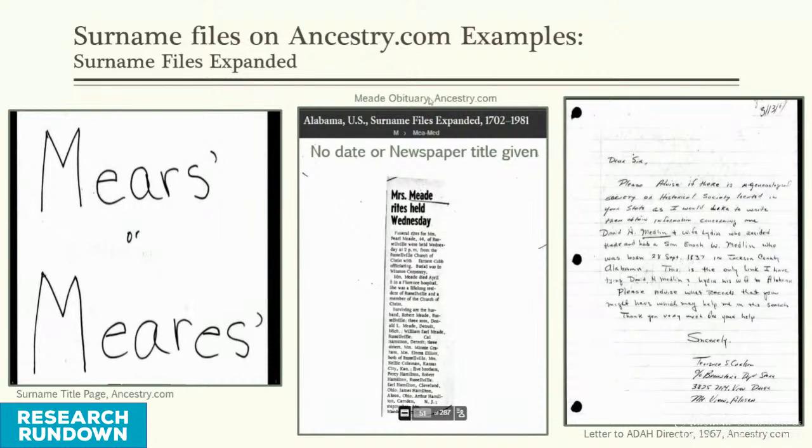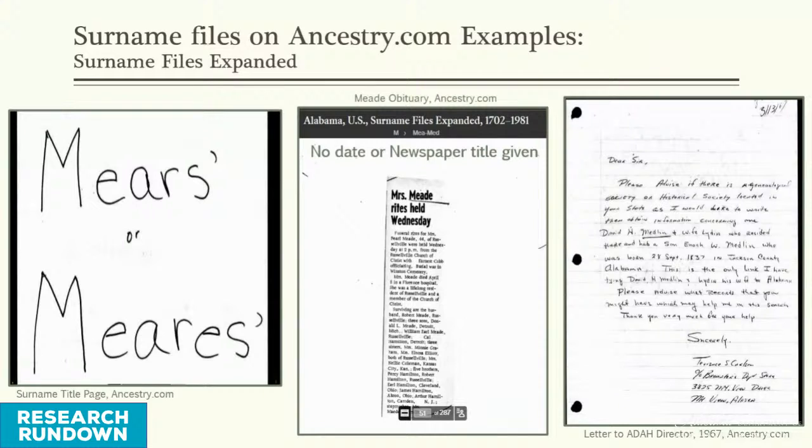And so here, this example, this next one in the middle, is an obituary for a person with the last name Mead. This is from the surname files. And the reason that I picked this one out is to show some of the problems you can have with the surname files, because since they're clippings, you don't always know where the information came from. It's kind of up to whomever put it in the little folder to tell you.